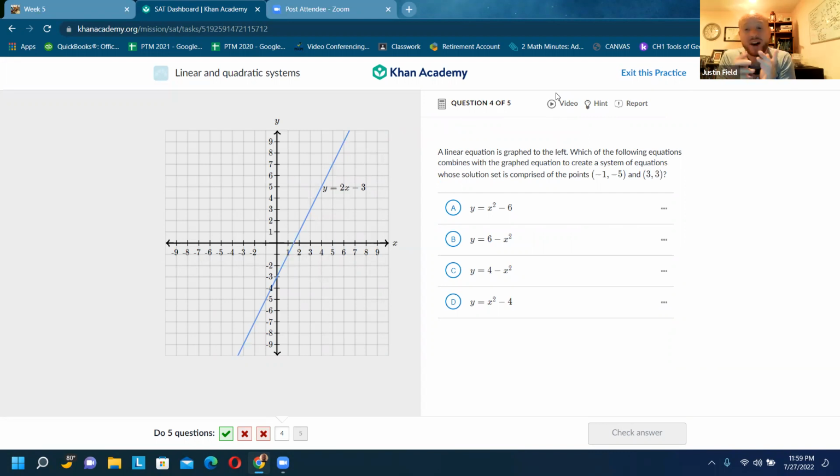Oh, if I was on a paper test right now, I would flip it over and start from the back. That's what I would do. But computer. A linear equation is graphed to the left. Which of the following equations combines with the graphed equation to create a system of equations whose solution set is comprised of the points -1, -5, and 3, 3? This time we have linear and we want the quadratic.